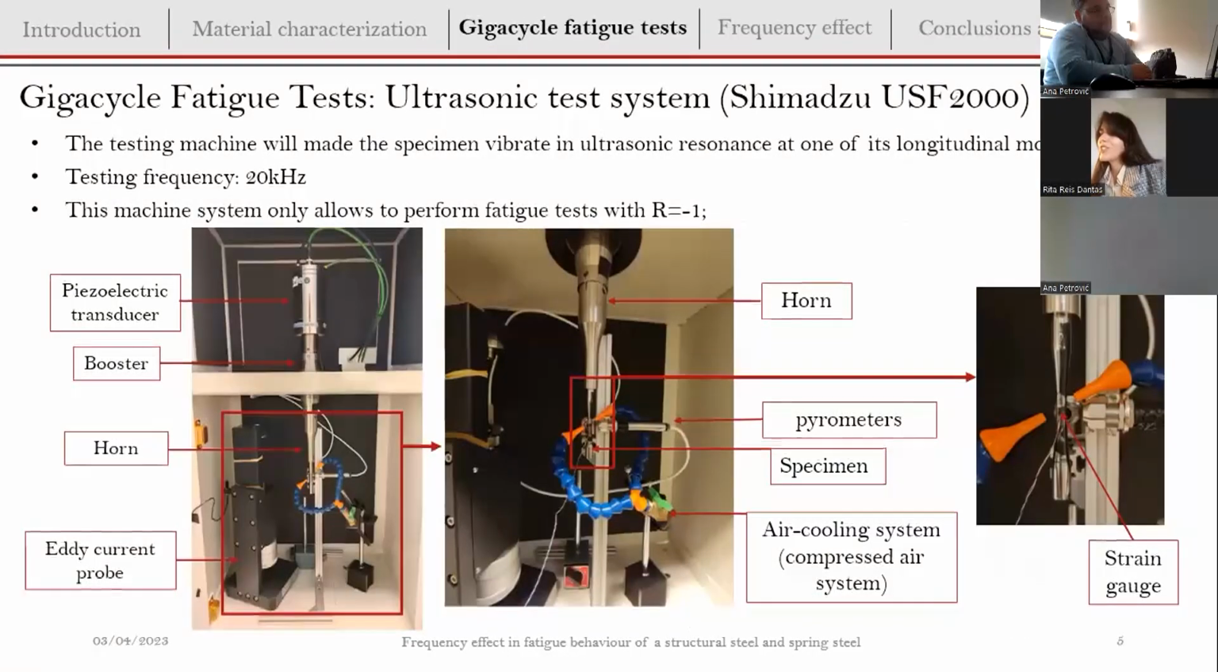Moving on to the gigacycle fatigue tests. We perform our campaign in ultrasonic testing system. This fatigue system is very different than a conventional one. We need to be more careful in design of our specimens, as I'm going to show you in the next slides. Besides that, we need to ensure that our specimen is not going to overheat due to the high frequency of testing. Therefore, we use a system to monitor the temperature during the fatigue test, and also we used an air cooling system to cool down our specimens.